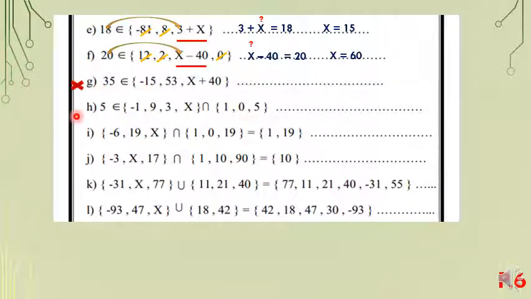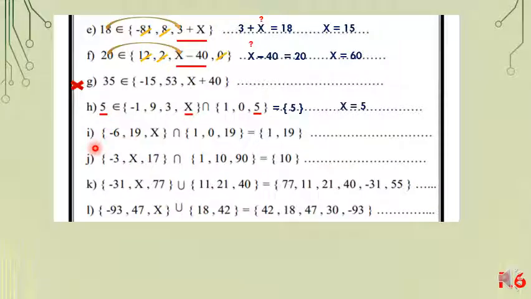Letter H. 5 belongs to negative 1, 9, 3, x intersect 1, 0, 5. So what are the repeated elements here? Here I have 5, here I have 5. So this x must be what? 5.